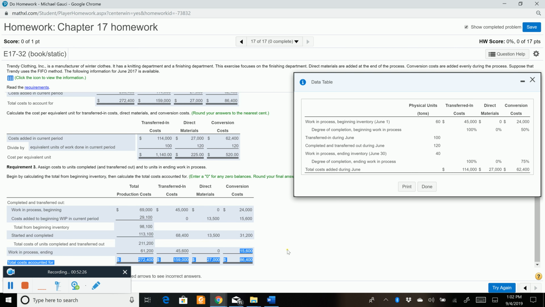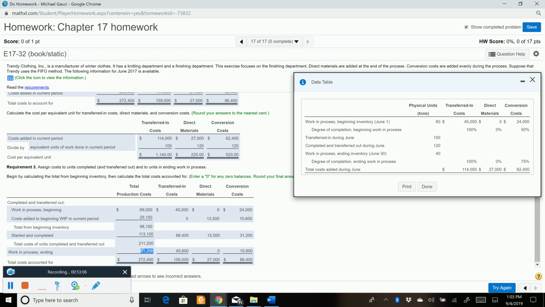Well, we filled in the schedule. So now you just basically do the math. And we have a total column here. So beginning WIP, 69,000 plus cost added to beginning WIP for the period, 29,100. That'll give us a subtotal, 98,100. Plus what was started and completed during the period, 113,100. That means $211,200 is going to move on. It's going to move from the WIP account, the WIP finishing department, to the finished goods. And the remaining 61,200 is going to remain here in ending WIP.